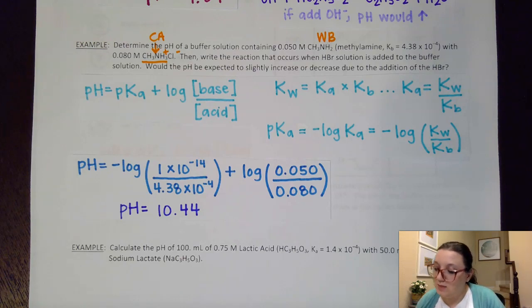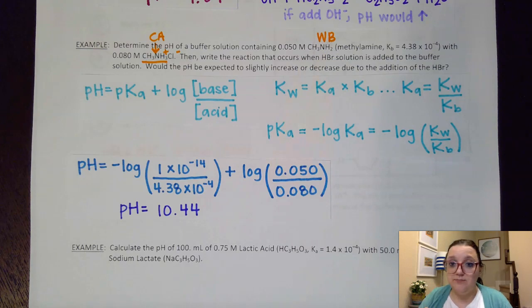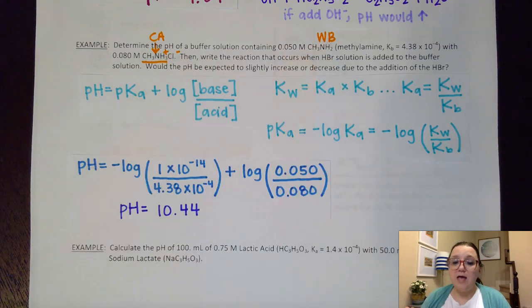All right, they ask us to, again, write a reaction that occurs here when HBr is added to the buffer solution. And would that pH be expected to be slightly higher or lower than this once I add in that HBr? So let's think about this for a minute. If I add in HBr, that is a strong acid, and I know a strong acid really is going to add hydrogen ions to this solution. So would the hydrogen ions, which are acidic, want to react with the conjugate acid or the weak base? Well, again, an acid wants to react with a base.